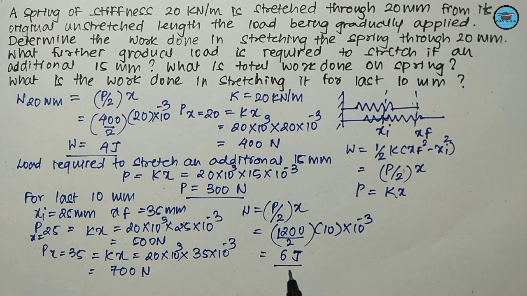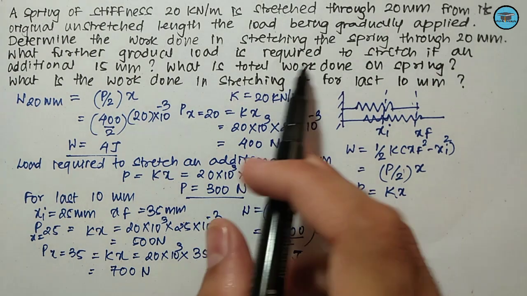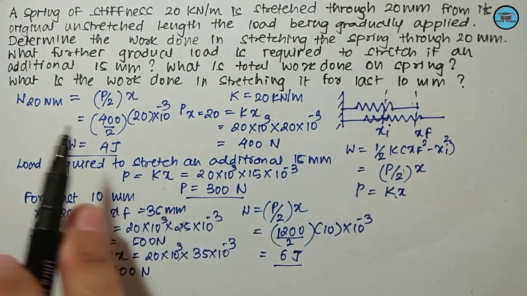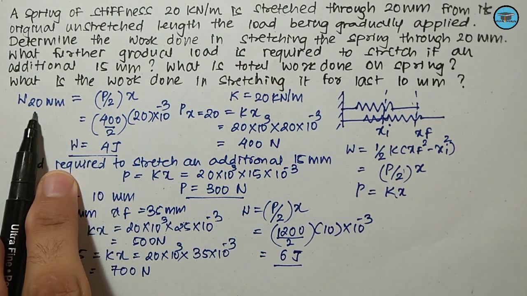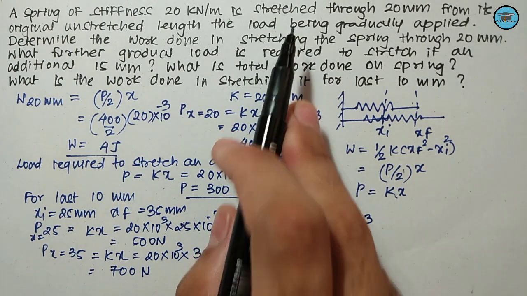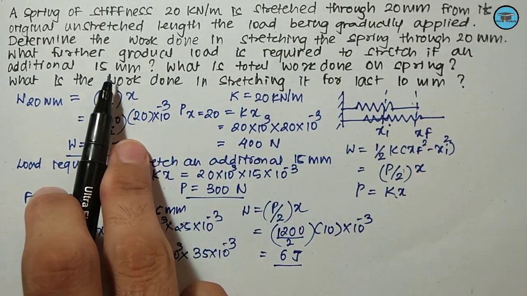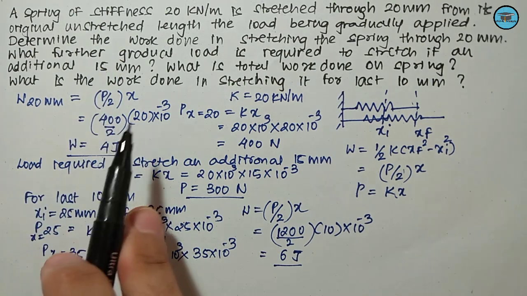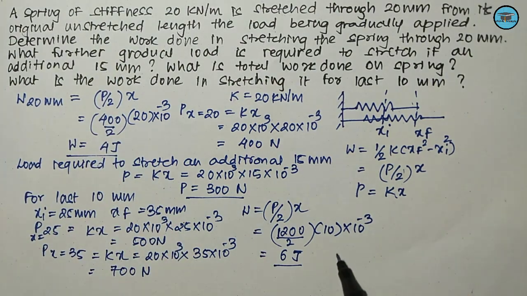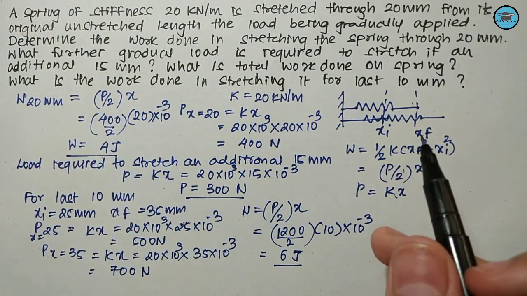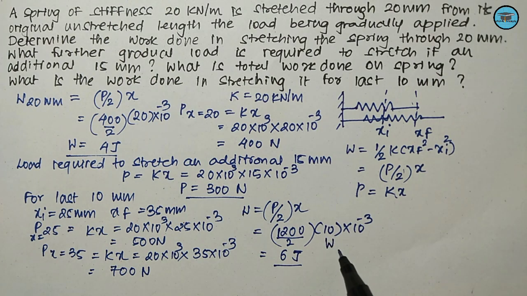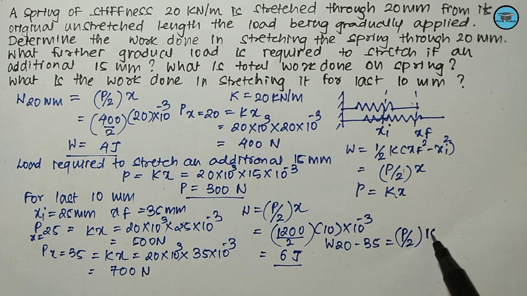Okay, now we need to calculate the total work done on the spring. We have calculated the work done for the first 20 mm, so we need to calculate the work done for the further 15 mm, that is from 20 mm to 35 mm. That can be P by 2 into x, and x is 35 minus 20, that is 15 into 10 raised to minus 3.